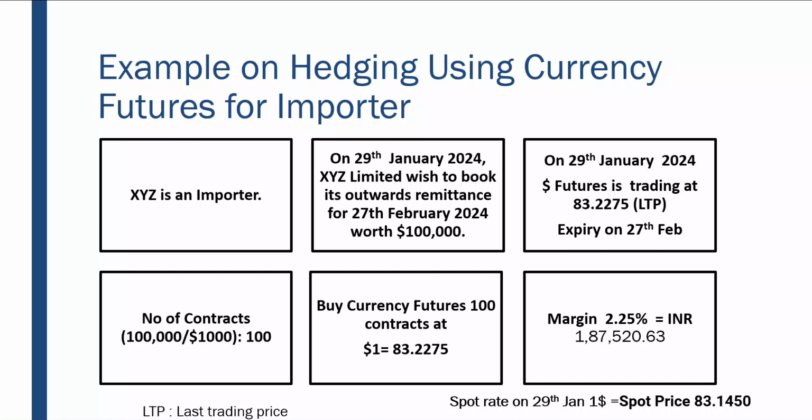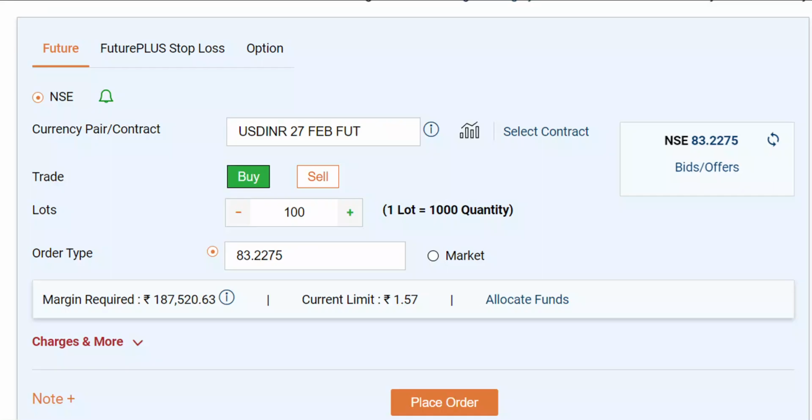Now the seller is actually basically an exporter or he can be a speculator. Okay. So he thinks the dollar price is going to go down further, so he's going to make money. Okay. Just wait and you'll find it very soon. Okay. Fine.